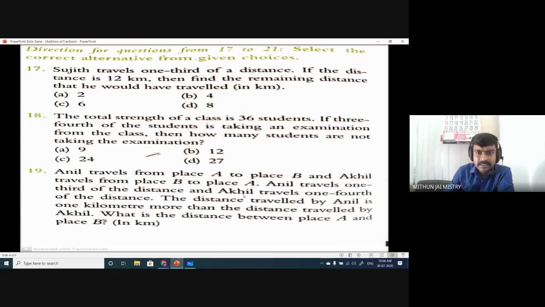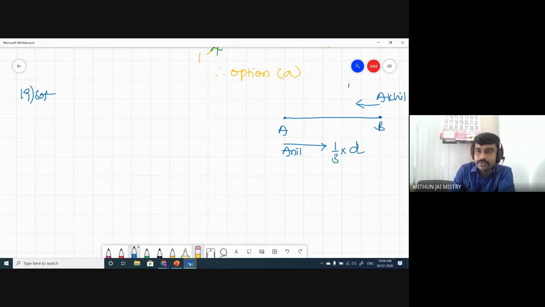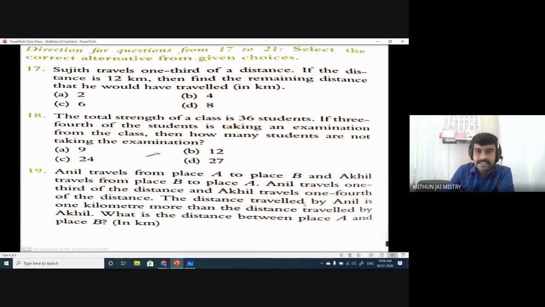Akhil travels 1/4 of the distance, so let me write 1/4 of d. He has traveled already. Now, the distance traveled by Anil is 1 kilometer more than the distance traveled by Akhil. Very good question. So what is the distance between place A and place B? We have to answer in kilometers. Very nice question. Let us try to solve this.